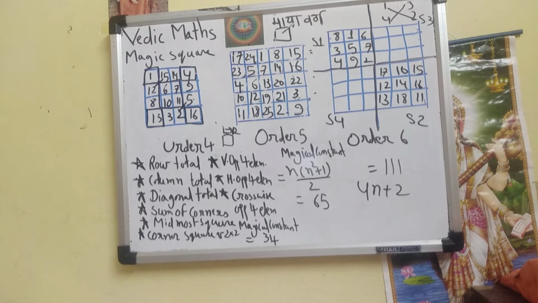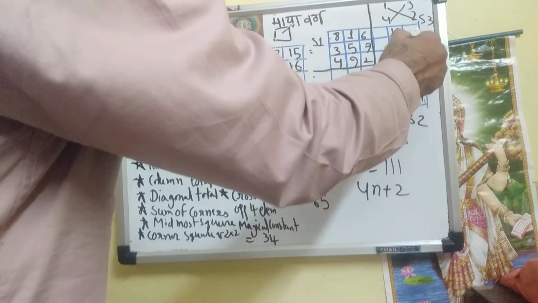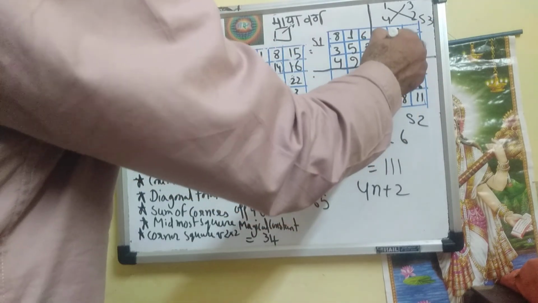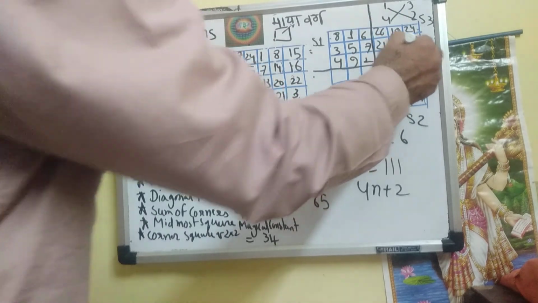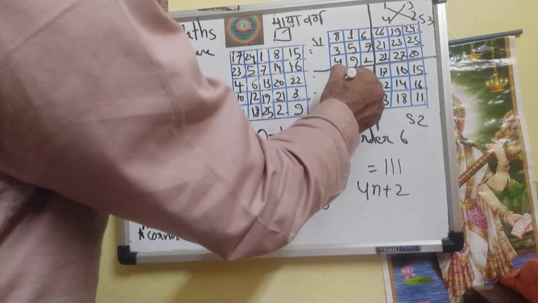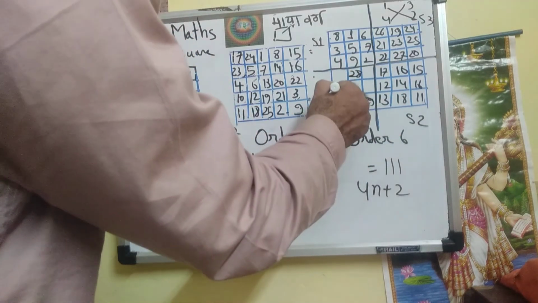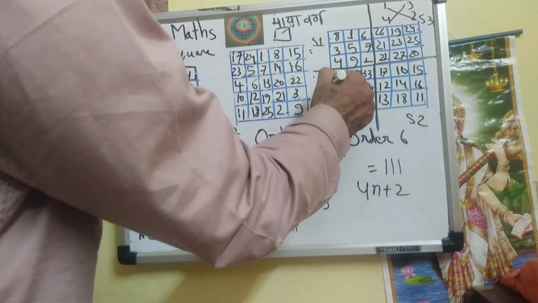Now we start with square number 3, and the next entry will be 19. 19 will be the first entry of square 3. So 19, 20, 21, 22, 23, 24, 25, 26, 27. Now we start filling square 4. The first entry of square 4 will be 28. So 28, 29, 30, 31, 32, 33, 34, 35, 36.